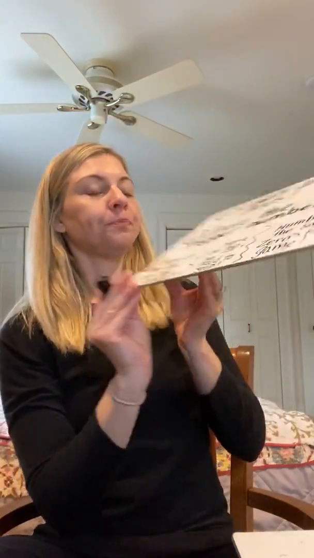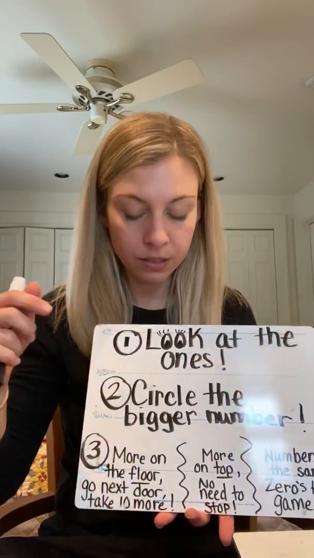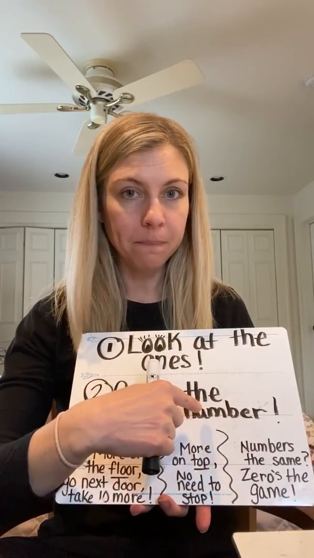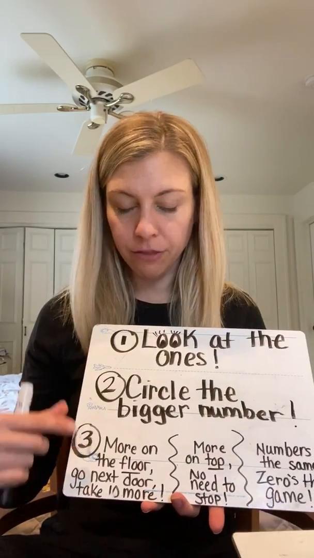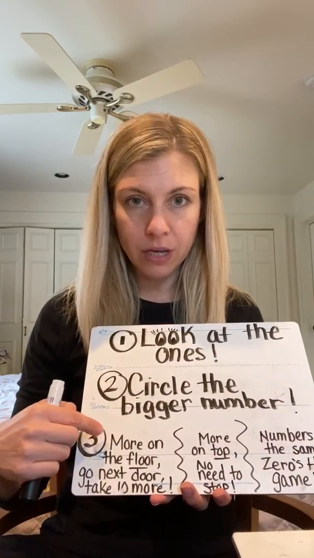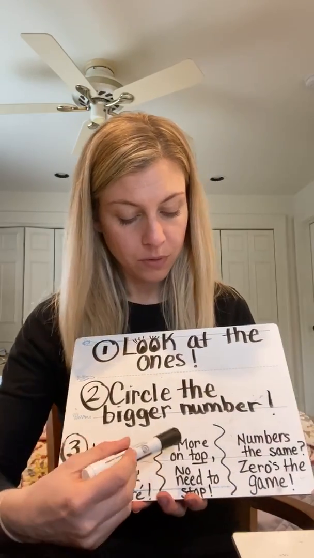Okay, so let's go over our rules from yesterday. Step 1 is always look at the ones. Step 2 is circle the bigger number. And then after that, we have 3 things that can happen in that ones column. If the bigger number's on the floor, more on the floor, go next door, take 10 more.